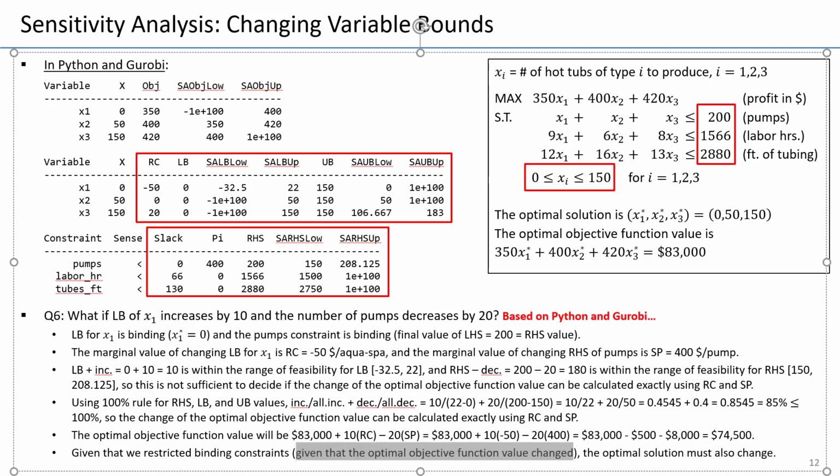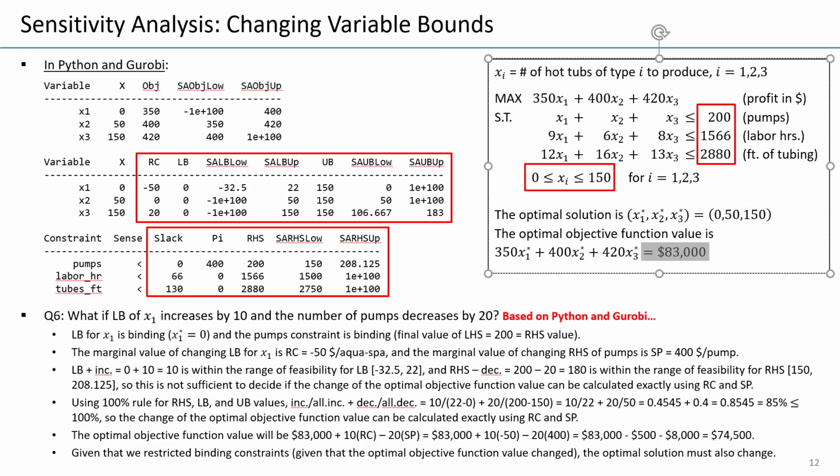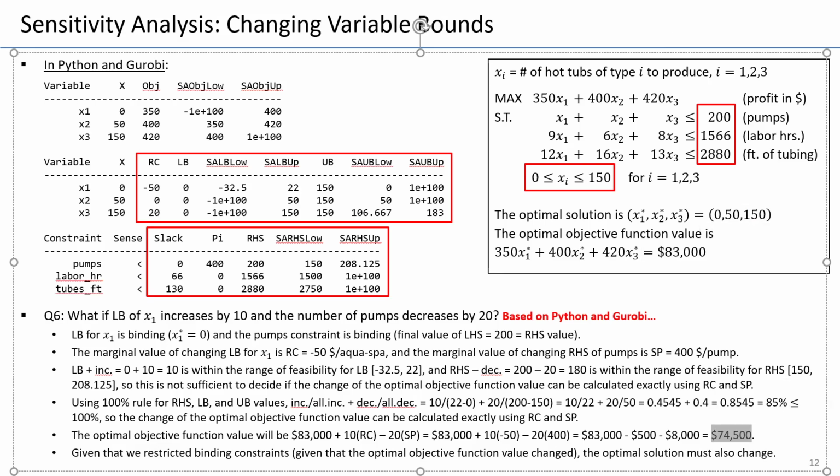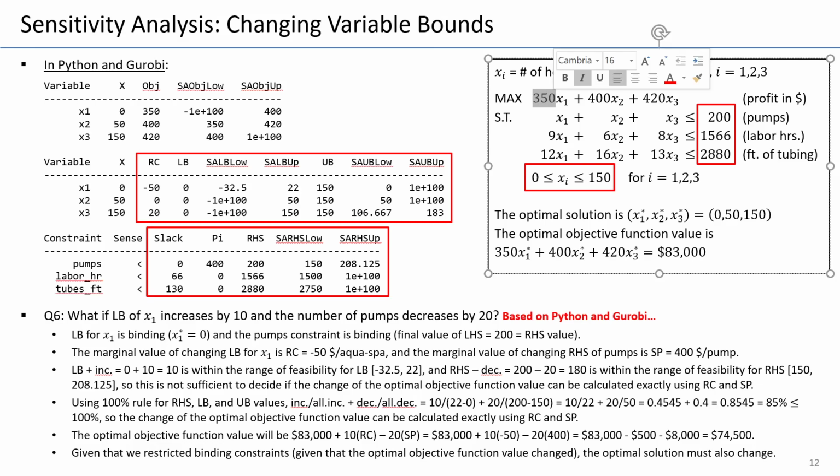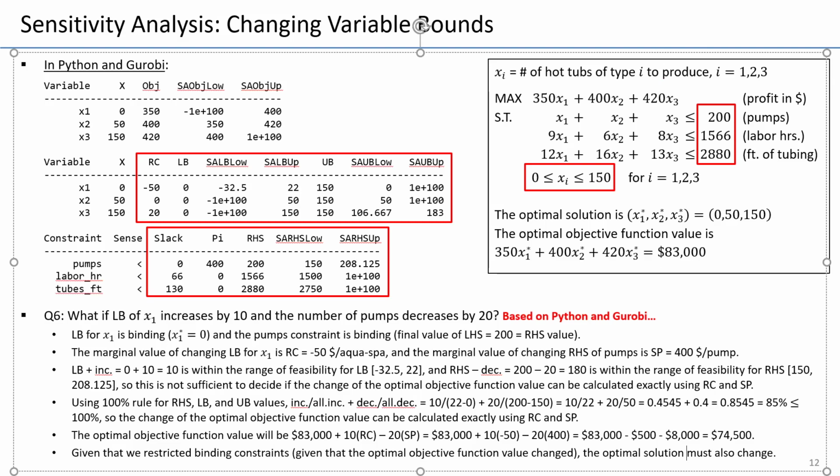And the second argument: given that the optimal objective function value changed, if this value is no longer 83,000, it is now 74,500, but the objective coefficients, 350, 400, and 420, have not changed, how can the value of the objective change? Some arguments here must change. If the coefficients remain the same, it must be that x1, x2, or x3, or a combination of them actually changes. And so we know the optimal solution must change in all those cases.